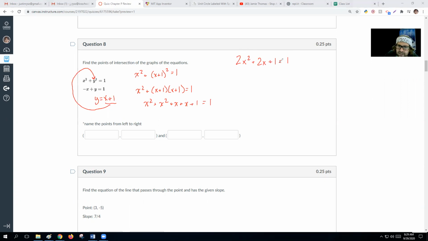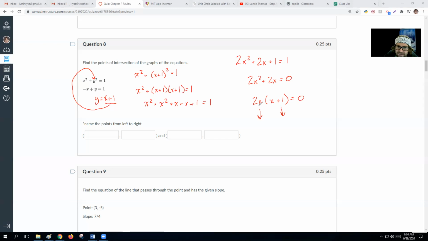All right, so we have a quadratic. We need to set this equal to 0 to solve. And so I get 2x squared plus 2x. If I minus the 1 over, that 1 goes away as well, equals 0. All right, after we set it equal to 0, we factor. So we can take away a 2x from both of these. And so I get an x plus 1 when I factor out a 2x. And we're going to set both of these equal to 0 and solve.